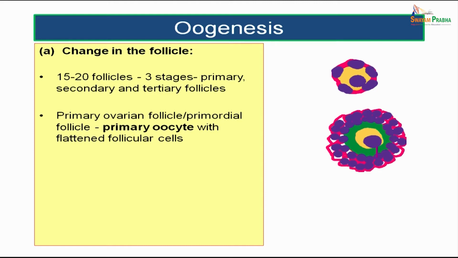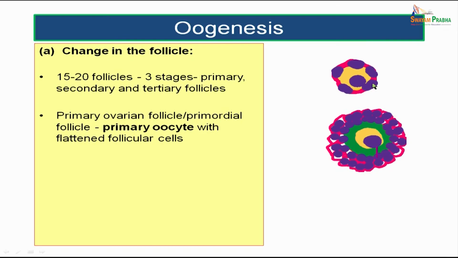We just now discussed about it. So, primary ovarian follicle or primordial follicle is nothing but the primary oocyte covered with flattened follicular cells. So, if you take a primary oocyte and if it is covered with flattened follicular cells, just a diagrammatic representation, this is the oocyte and it is covered by a layer of epithelial cells, follicular cells. This is known as the primary ovarian follicle or primordial follicle.